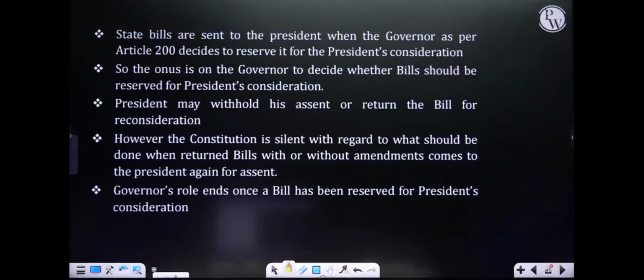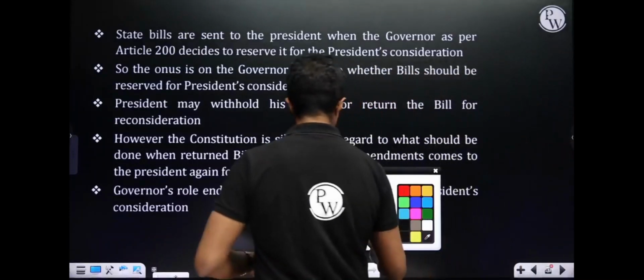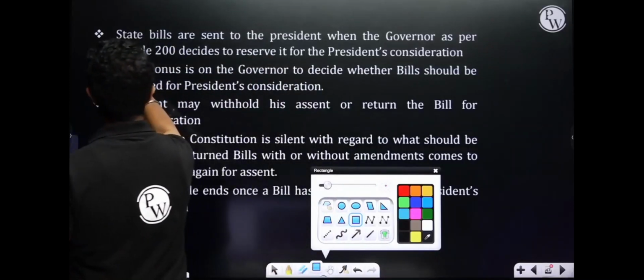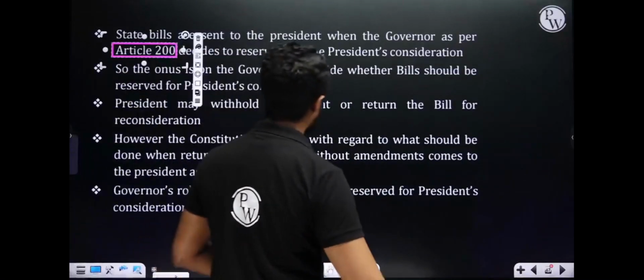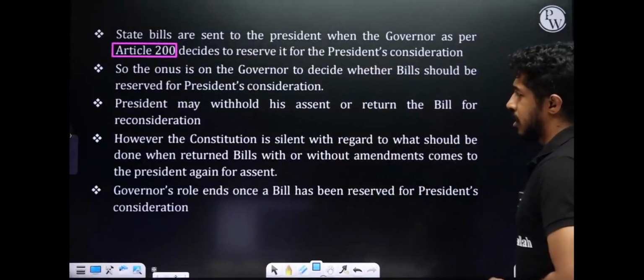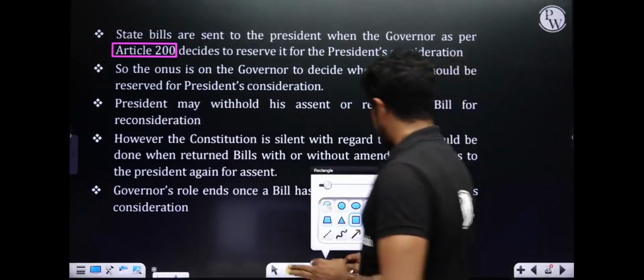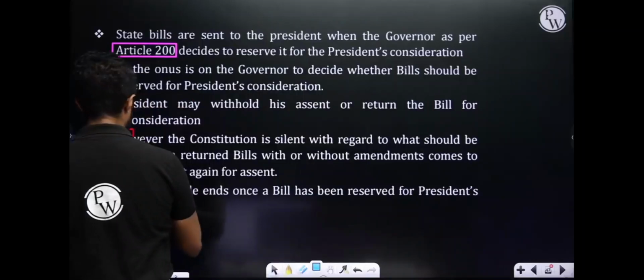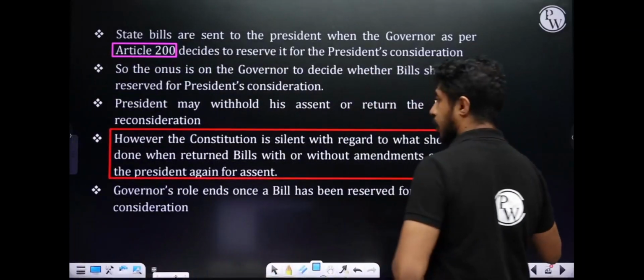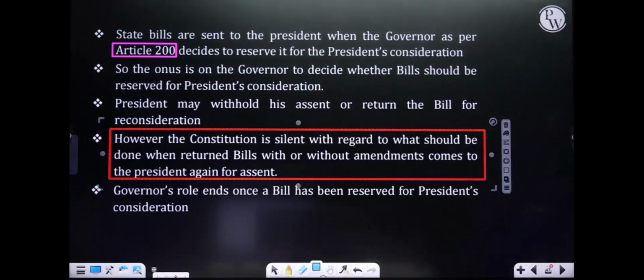State bills are sent to the president when the governor, as per Article 200, decides to reserve it for the president's consideration. So the onus is on the governor to decide whether a bill should be reserved for president's consideration. President may withhold his assent or return the bill for reconsideration. However, the constitution is silent with regard to what should be done when returned bills, with or without amendments, come to the president again for assent. Governor's role ends once a bill has been reserved for president's consideration.